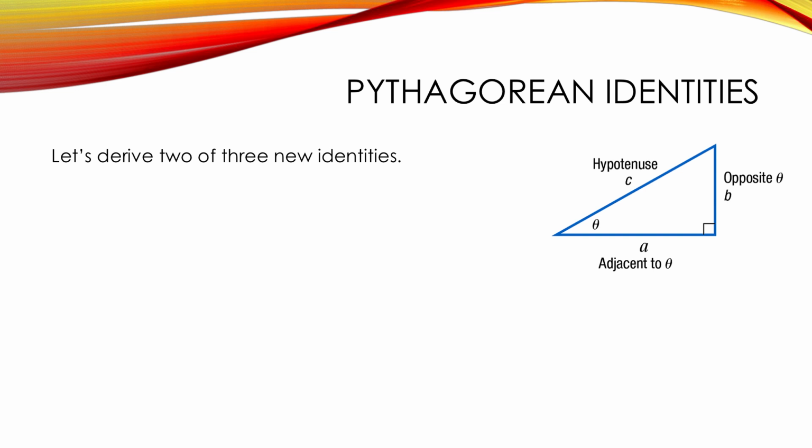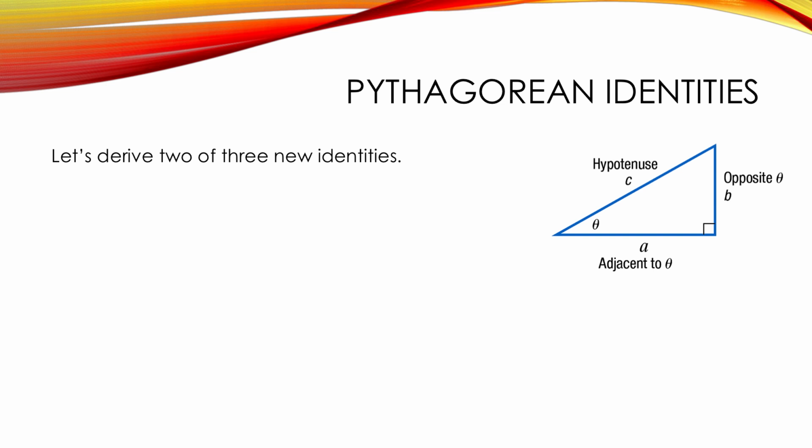So you might have guessed by now that we can extend the Pythagorean theorem a little bit beyond what we've done so far and find a couple of other identities. And what we're going to do is derive 2 of them. We may actually do all 3 because they're pretty straightforward.